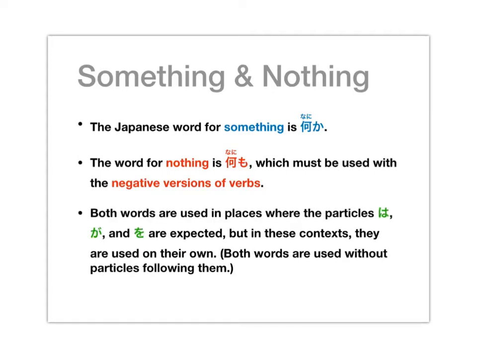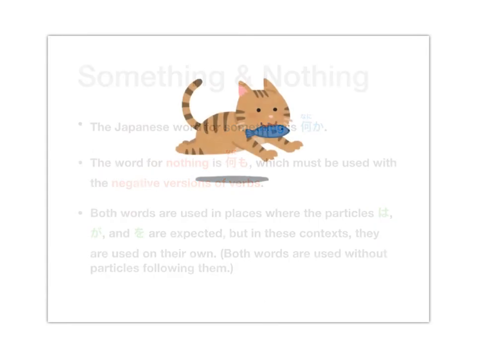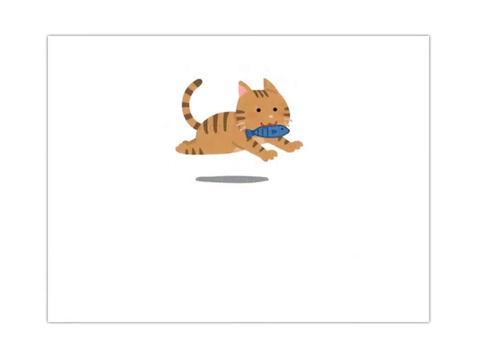Both words are used in places where the particles wa, ga, and o are expected, but in these contexts, they're used on their own. Both words are used without particles following them. So let's look at an example here. As you'll see in each instance, there will be a short sentence describing a picture up above. Note that wherever nanika and nanimo are used, they are essentially kicking out the word that was previously there and whatever particle was previously attached to it.